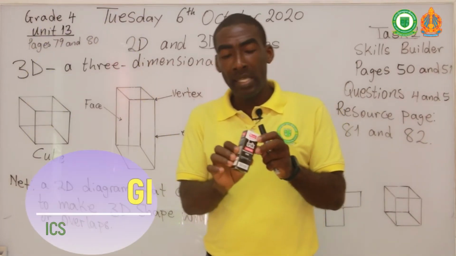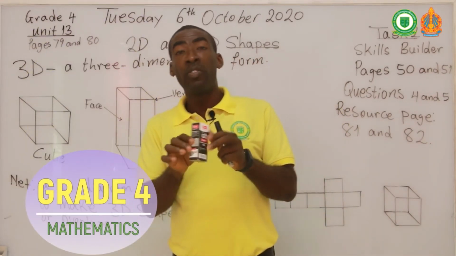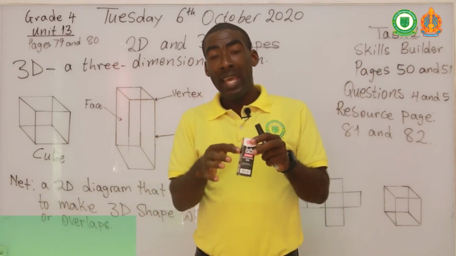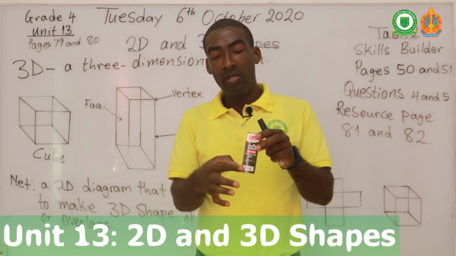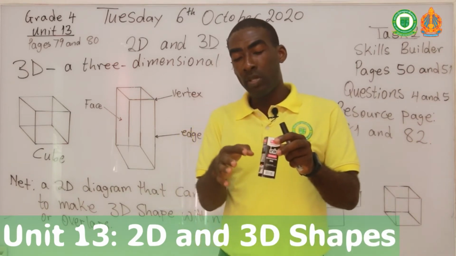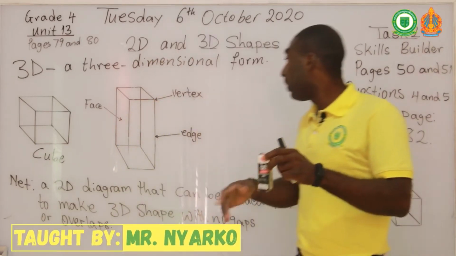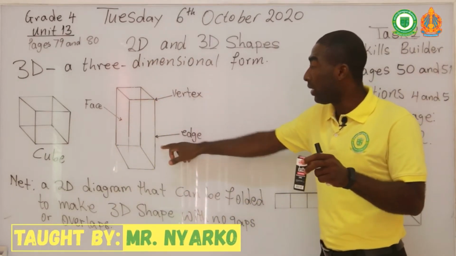Okay, so the edge is where two of the surfaces are meeting. The edge becomes this straight line. That is the edge, because this surface and this surface are meeting over here, so that becomes your edge.